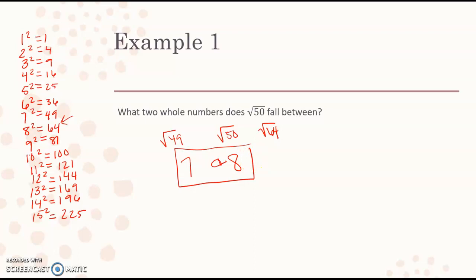And they're always going to be consecutive, which just means right next to each other. So it's never going to be like 6 and 9. No, there's too much gap in between. They're always going to be the low and the high, but they're going to be right next to each other. So like 6 and 7, 7 and 8, 8 and 9, but not 6 to 9. We're not doing any of that. Okay.